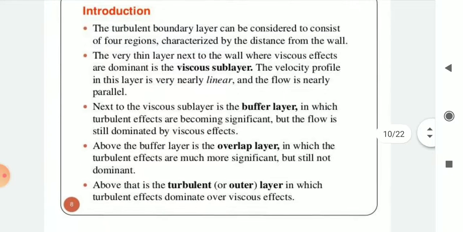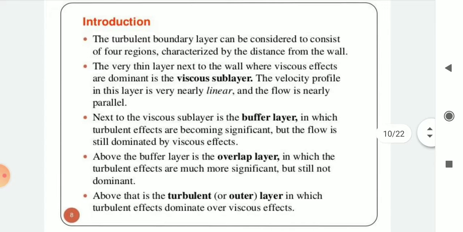The turbulent boundary layer can be considered to consist of four regions characterized by the distance from the wall. The very thin layer next to the wall where viscous effects are dominant is the viscous sublayer. The velocity profile in this layer is very nearly linear and the flow is nearly parallel. Then next to the viscous sublayer is the buffer layer, in which turbulent effects are becoming significant.